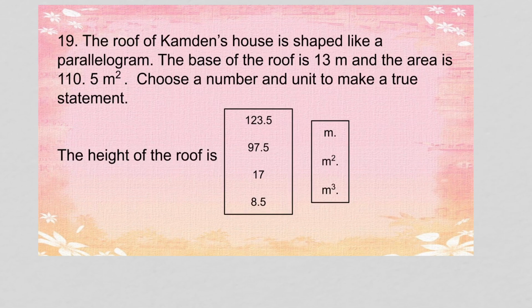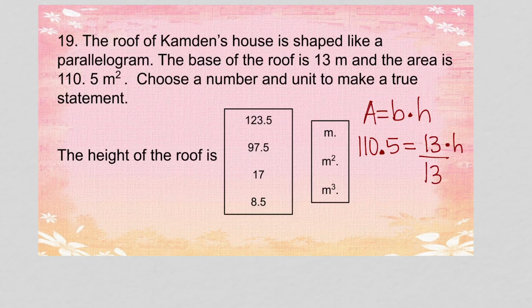Okay, 19. I have a parallelogram. Let's write the formula. What's the formula for a parallelogram? A equals base times height. Now, what does it tell me for sure? The area. The area is 110.5, so I'm going to plug that in for area. What is my base? 13 times height. How do I get h by itself? I'm going to divide by 13.